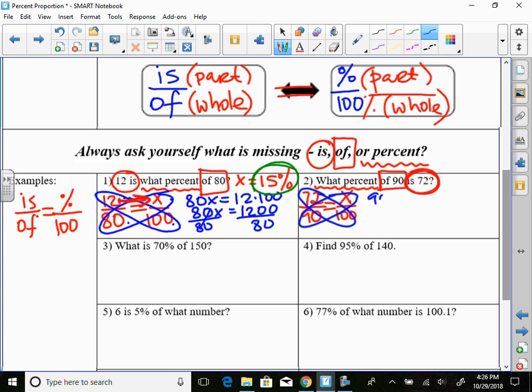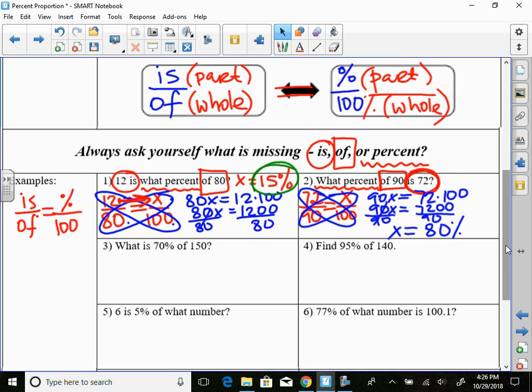Okay, so 90 times x is equal to 72 times 100. 90x is equal to 72 hundredths. I have to divide both sides by 90 to isolate my variable, and x is equal to 80%. Again, 72 is part of 90, so the percent that we find has to be part of 100, and it has to be smaller. So 80% is smaller than 100, so yes, we got the right answer.